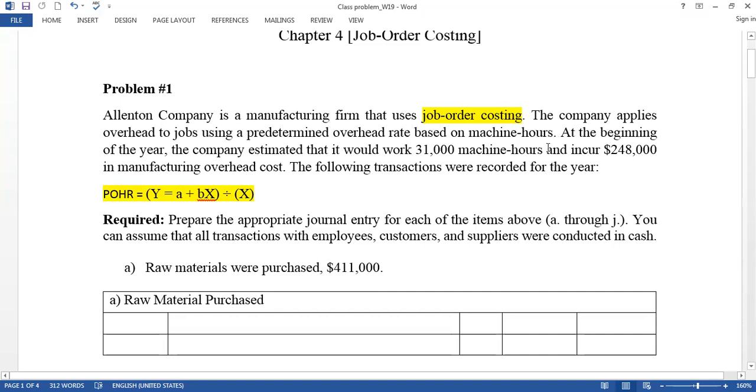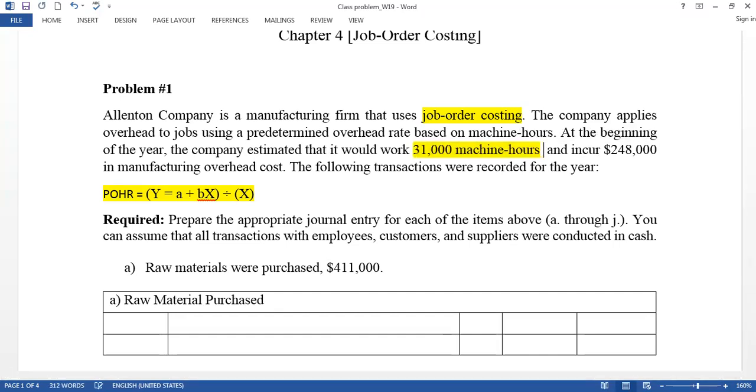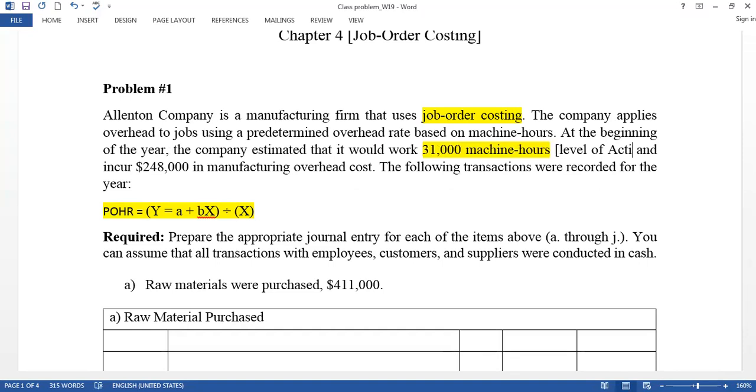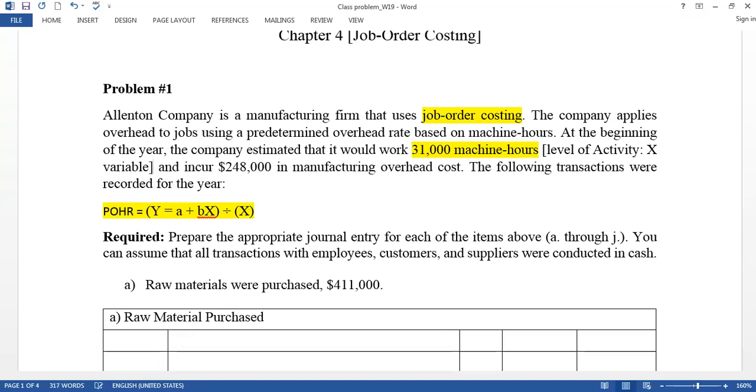And at the beginning of this year, the company estimated that it would work 31,000 machine hours. This information is called the level of activity, you know that. And level of activity means this is our X variable. So level of activity is the X variable, it is given.